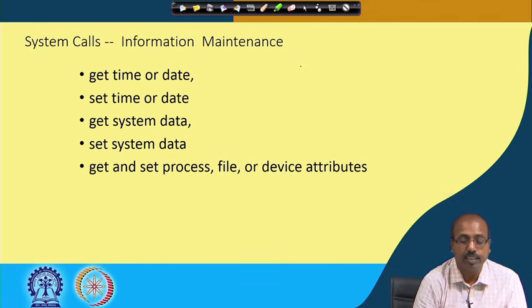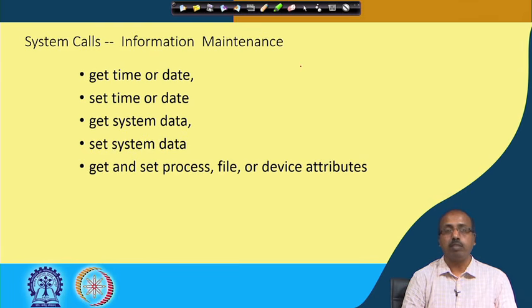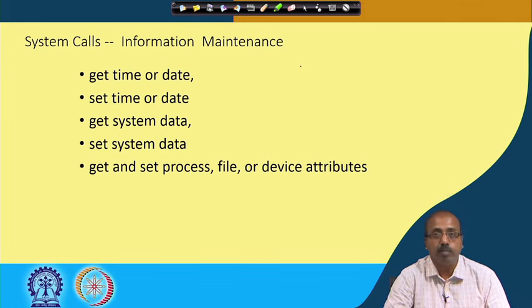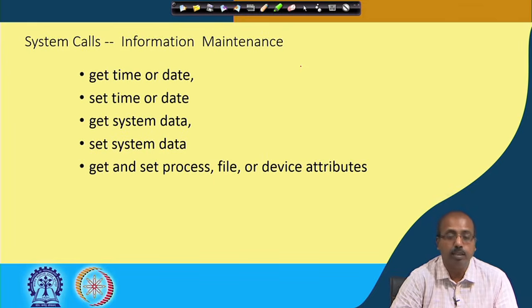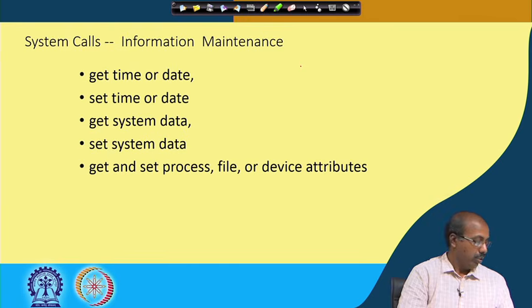Then there are maintenance related calls like get time or date. For example, if you are trying to keep information about which user is using the system for how much time, then these are important: get time or date, set time or date, get system data, set system data, then get and set process, file or device attributes. These are some of the maintenance related system calls available in operating systems. All operating systems will have some variant or the other of these calls.